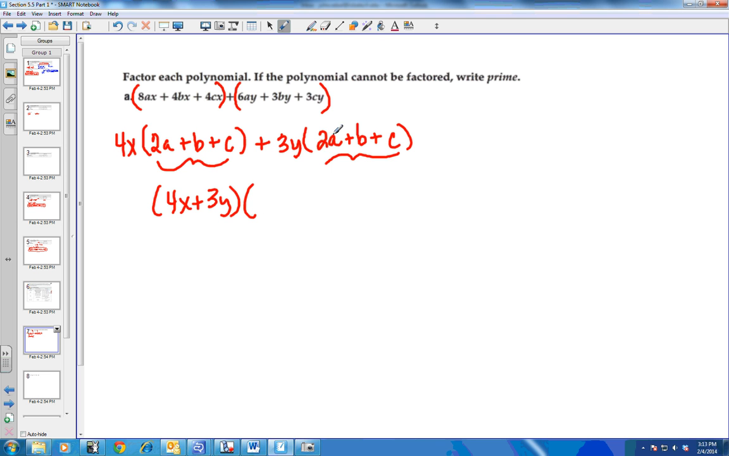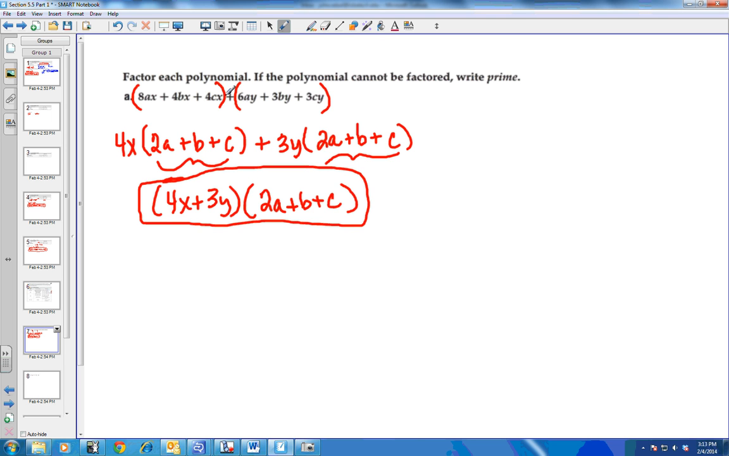And what's already in common goes together in a set, but I only write it one time. And that is my answer. That's how I factor this polynomial. And what's weird is if I FOILed this out, and combined like terms, I would get my original problem back.